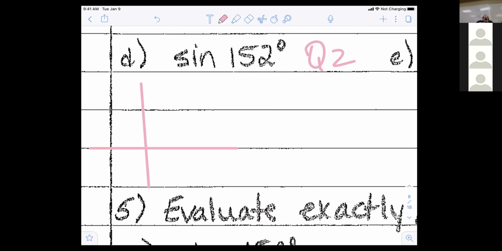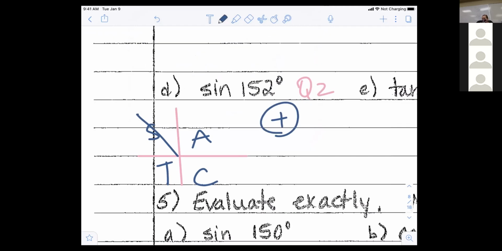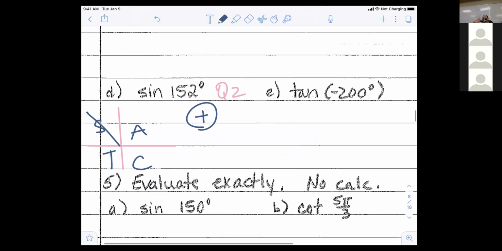If you need a little bit more assistance than that, let me draw you a picture. I drew my quadrants. I'm going to write "All Students Take Calculus." We are in quadrant 2. That's where sine is positive. The end. You don't even need to show any work. You can literally write positive and call it a day.